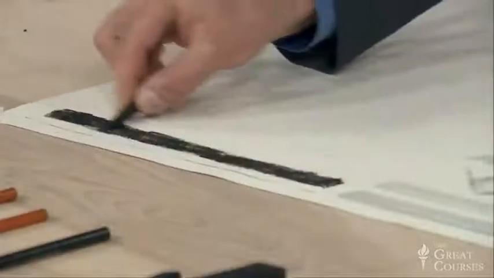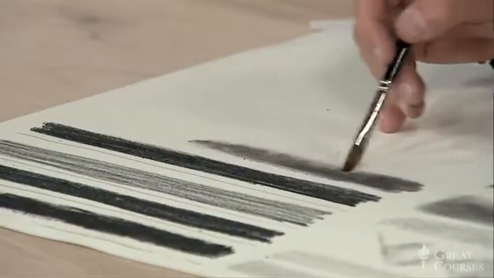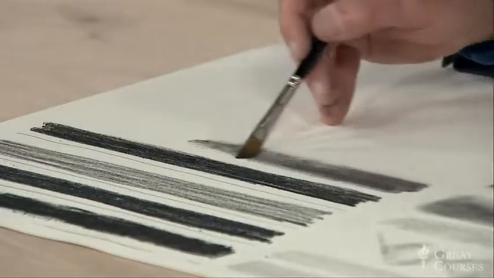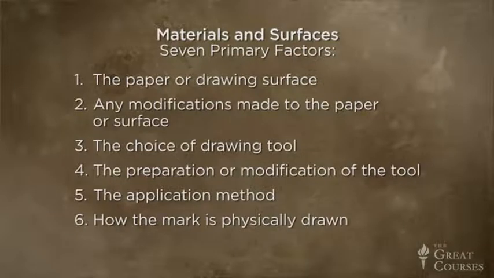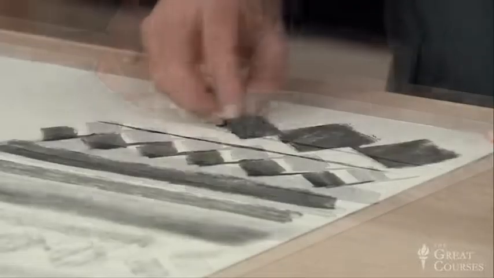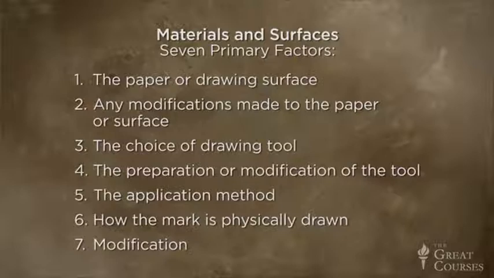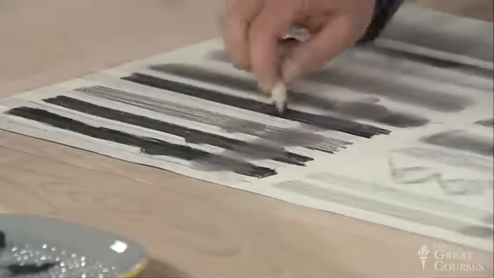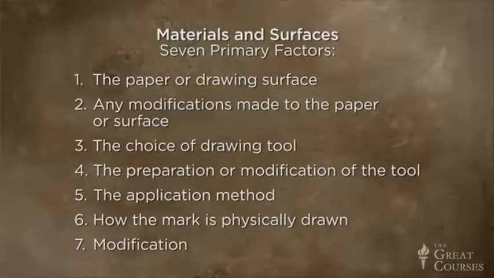For example, we could draw directly with compressed charcoal, or we could rub a brush against it and transfer the material to a surface. Next, there's a physical factor, how the mark's physically drawn. That includes the physical position of our bodies and the drawing, hand position, hand motion, and hand pressure. Last, number 7, is modification. This can mean compounding, blending, smearing, smudging, and erasing marks. In combining these 7 factors, the number of textural possibilities is just about infinite.